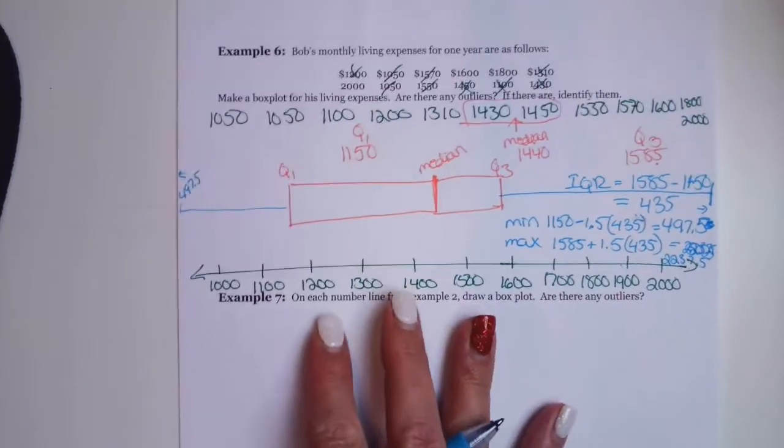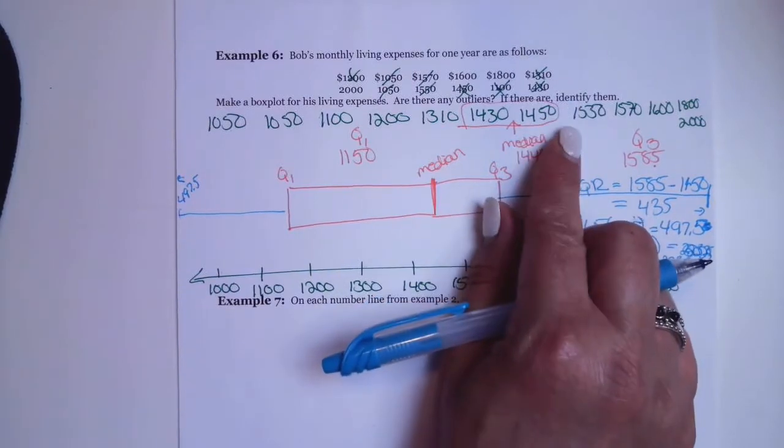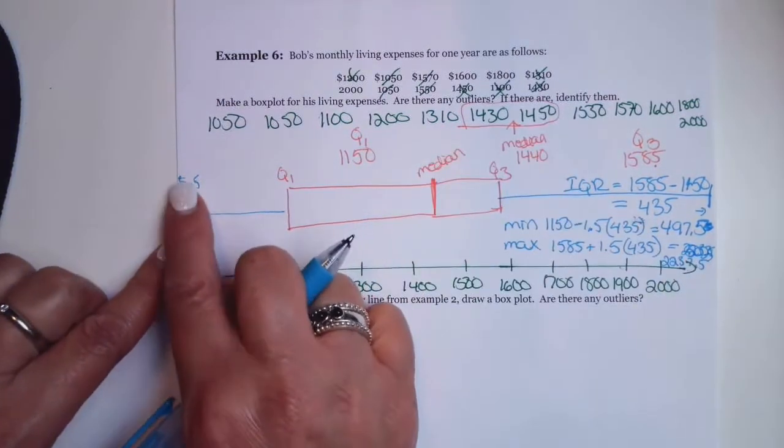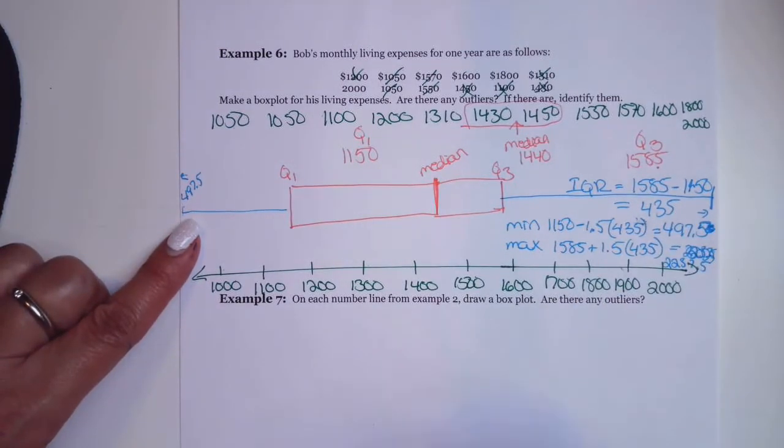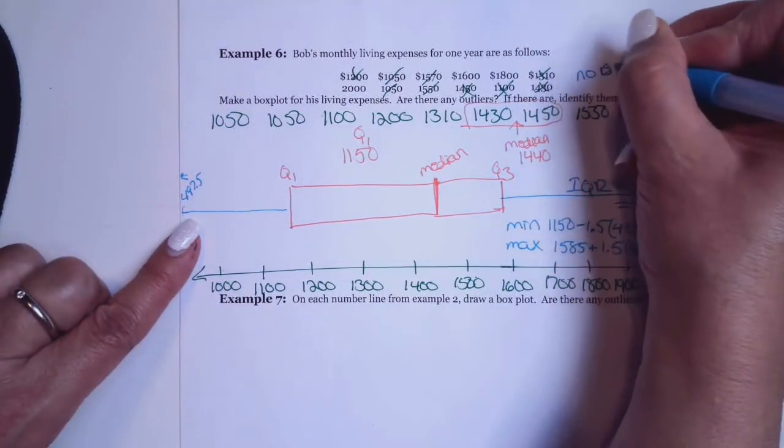So, are there any outliers? No, there are not. None, because nothing is under 500 and nothing is over 2,200. So there are no outliers for this one either.